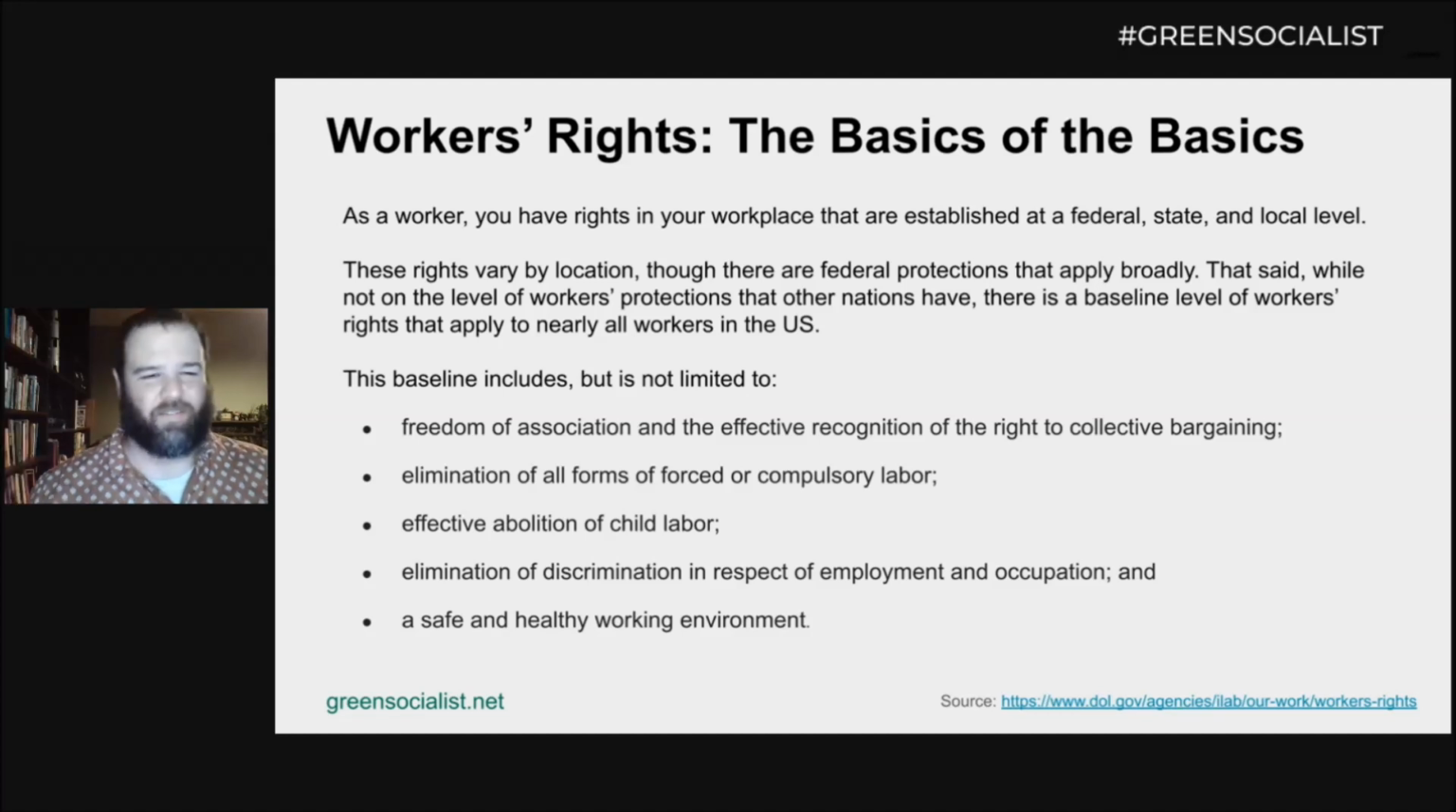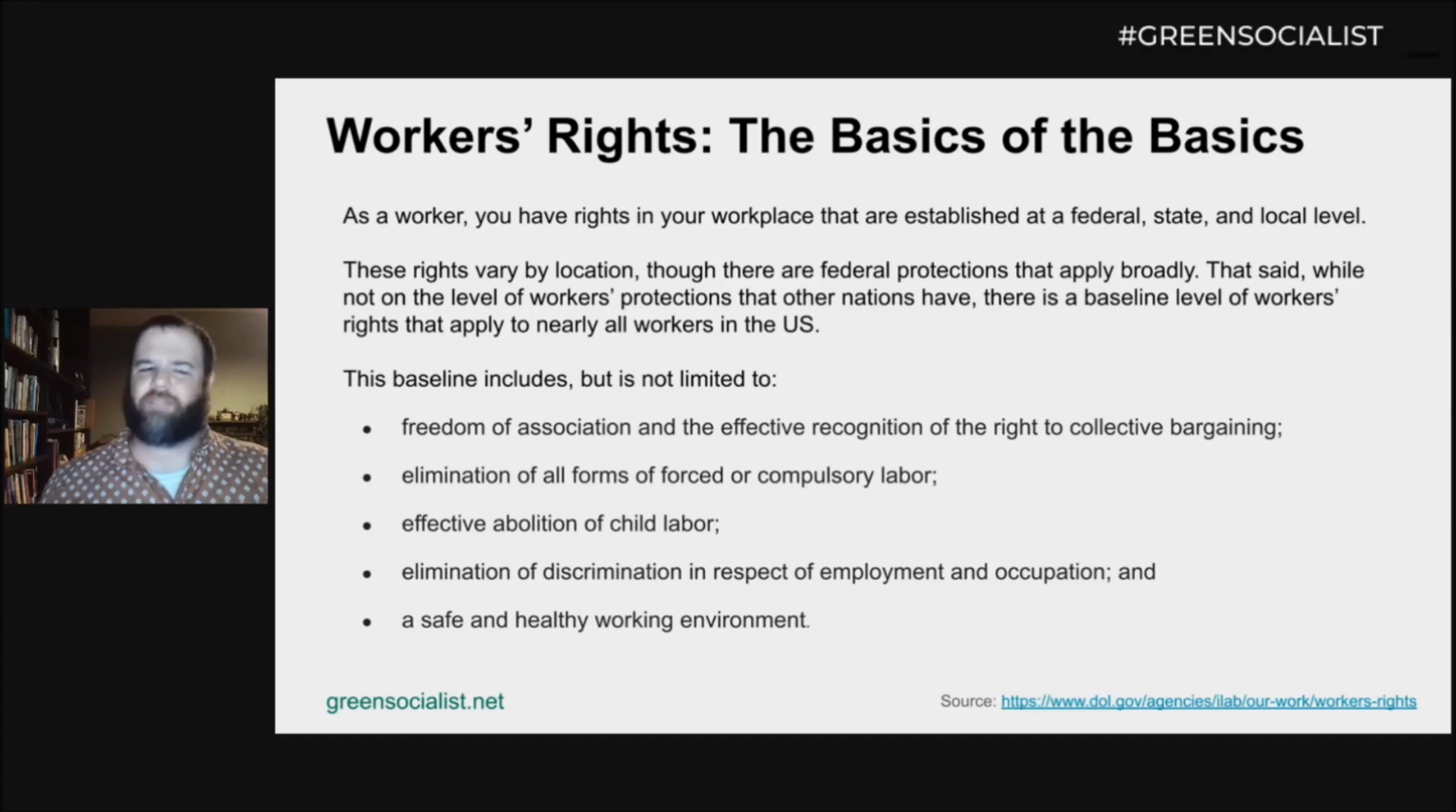We've recently seen states passing new laws that allow younger and younger kids to work. We do not have top of the line protections in this sphere, but there are protections. The elimination of discrimination in respect to employment and occupation, and then a safe and healthy work environment.